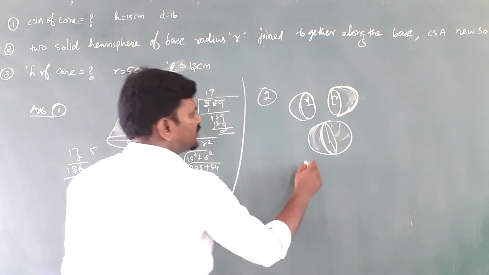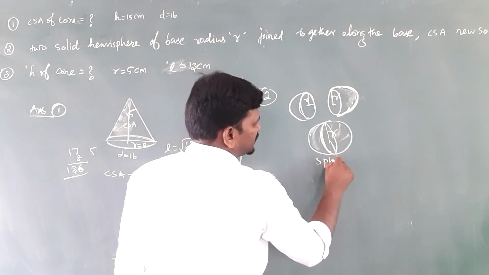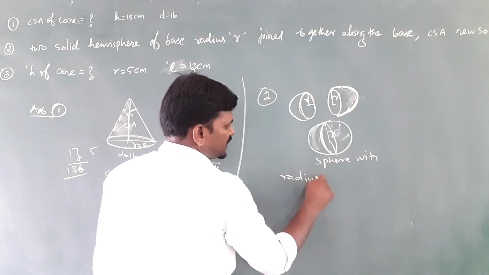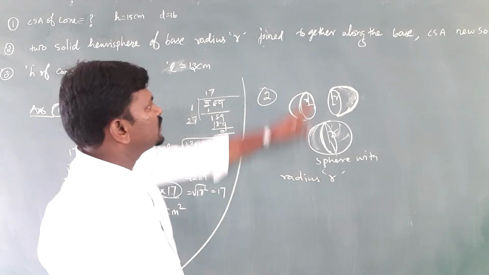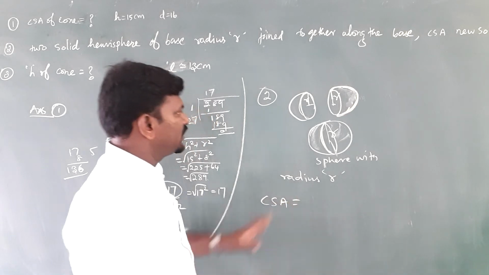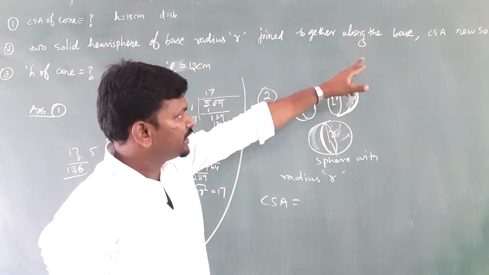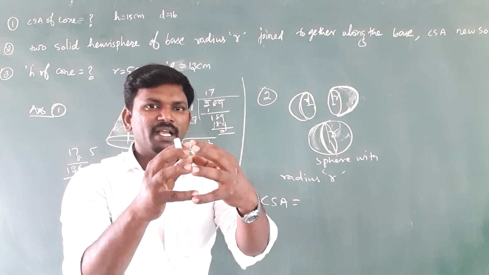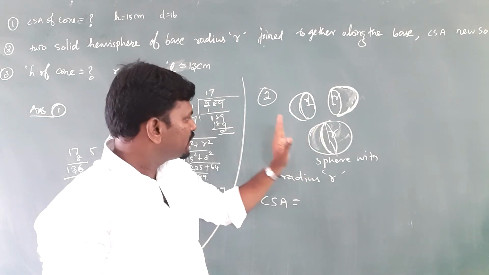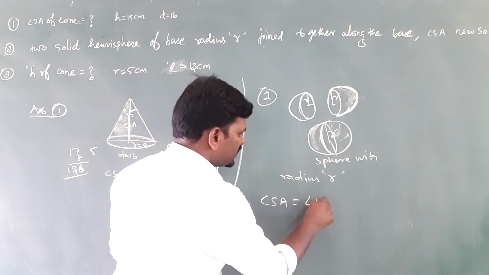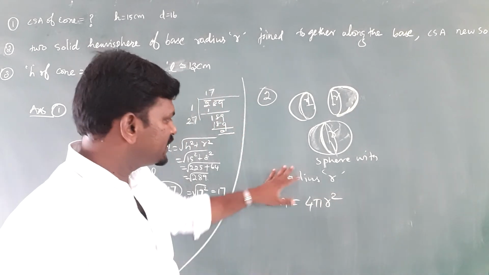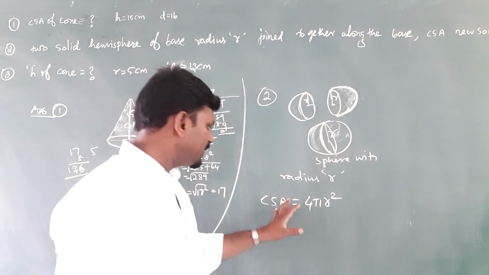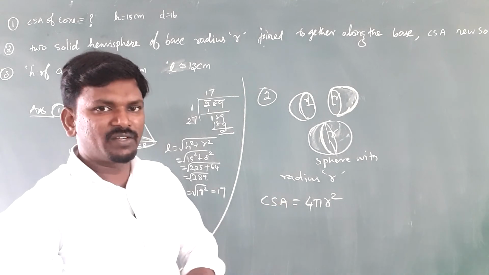A sphere with radius r. So, now find the CSA. The new solid, CSA of the new solid. If we join 2 hemispheres, it becomes a sphere, therefore, CSA of a sphere. Not just CSA, TSA, surface area, all these are the same for a sphere. So, 4 pi r square, this is the answer for the second one.